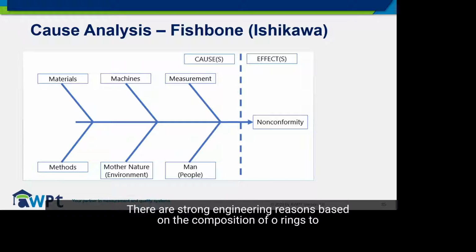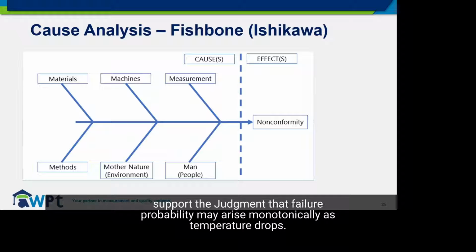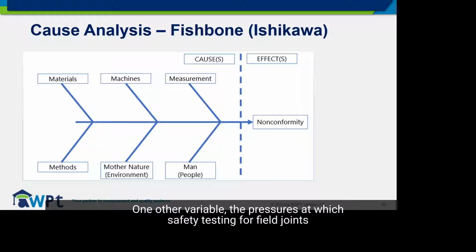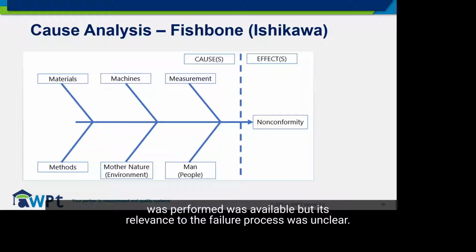There are strong engineering reasons based on the composition of O-rings to support the judgment that failure probability may arise monotonically as temperature drops. One other variable, the pressure at which safety testing for field joint leaks was performed, was available, but its relevance to the failure process was unclear.